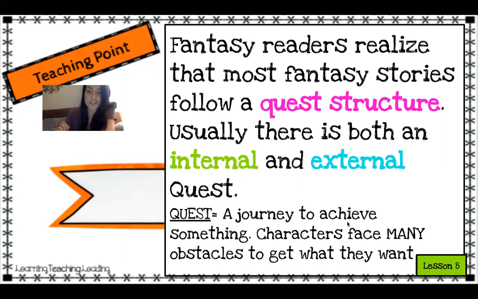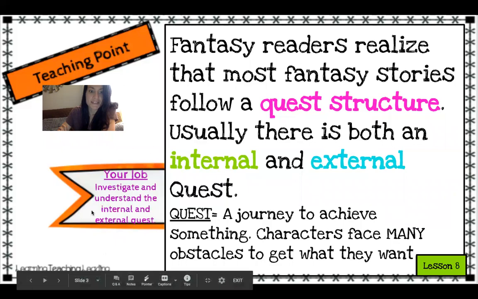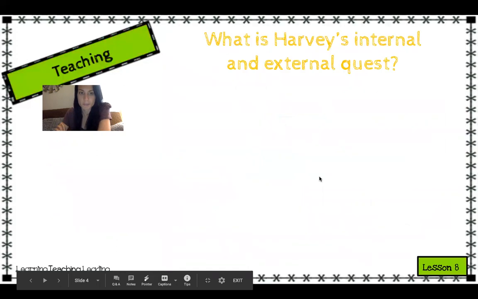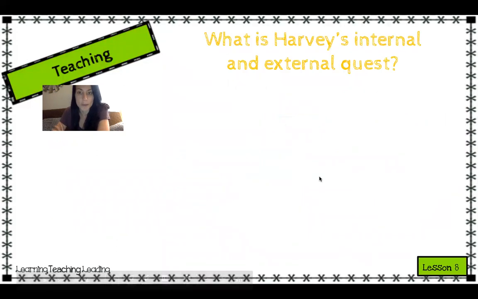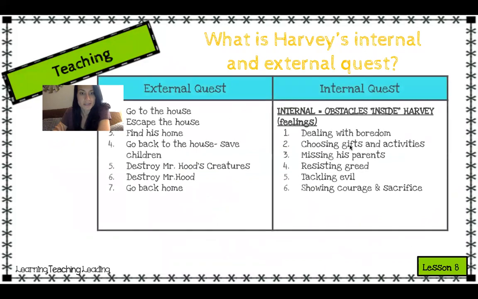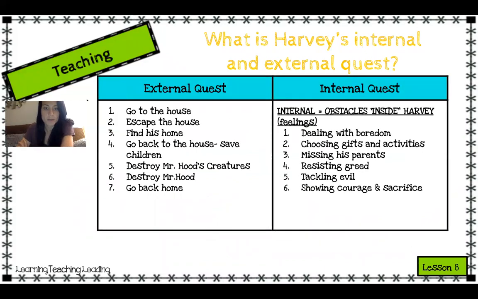A quest is a journey to achieve something. Characters may face many obstacles to get what they want. So your job is to investigate and understand the internal and external quest of your books. So I'm going to teach you how I do this with The Thief of Always. What is Harvey's internal and external quest? So external, like I said before, is physical things, not internal, right?